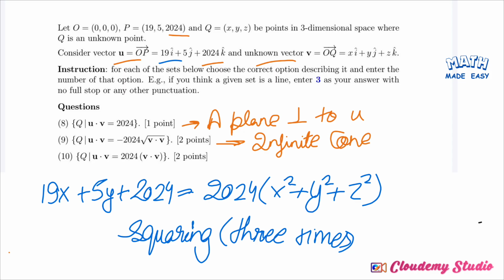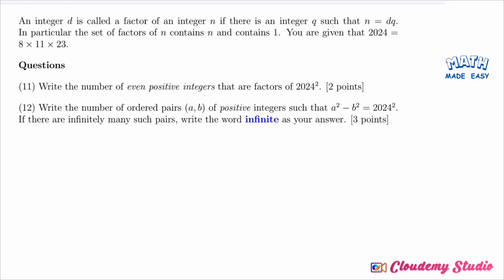You have to build the concept out of them, then only you will be able to solve them. Okay, next question is that an integer d is called a factor of an integer n if there is an integer q such that n equals dq. In particular, the set of factors of n contains n and contains 1. Write the number of even positive integers that are factors of this.